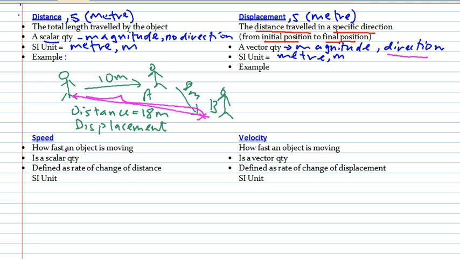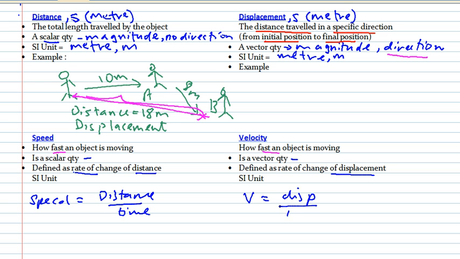Both speed and velocity define how fast an object is moving. The difference between speed and velocity is that speed is a scalar quantity, so it has the same meaning as distance, and velocity is a vector quantity. They are defined as the rate of change of distance for speed and the rate of change of displacement for velocity. Hence, you have a formula for speed, which is distance over time, and the formula for velocity is displacement over time. They both have the same unit of measurement, that is meter per second.